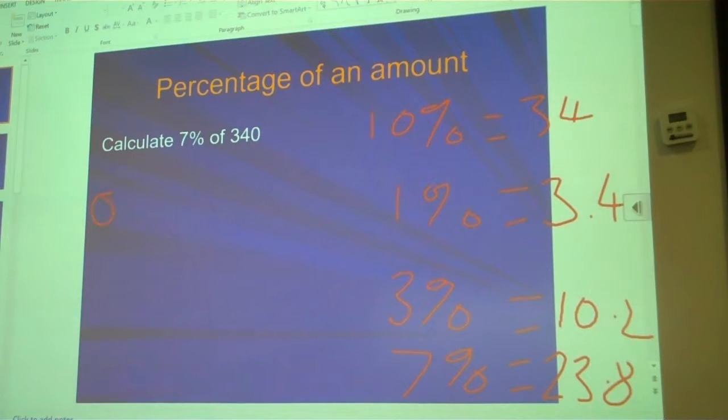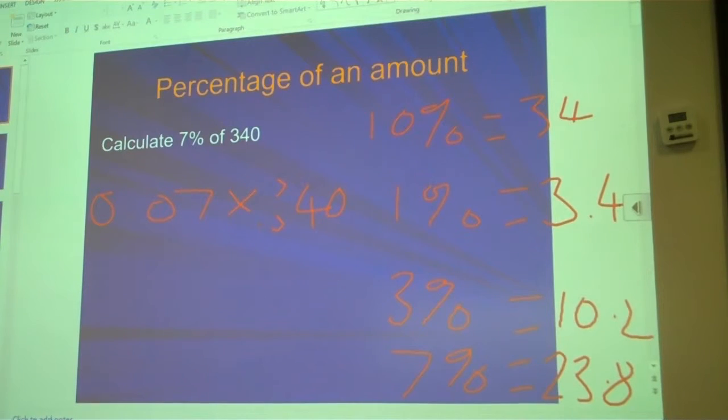7 over 100. But you divide it. Yeah? 7 divided by 100? 0.07. Now, that is called the multiplier. So if you're finding 7%, then it's 0.07. And then you would just multiply that by your total amount of 340. So just type in your calculator 0.07 multiplied by 340. And you get 23.8.